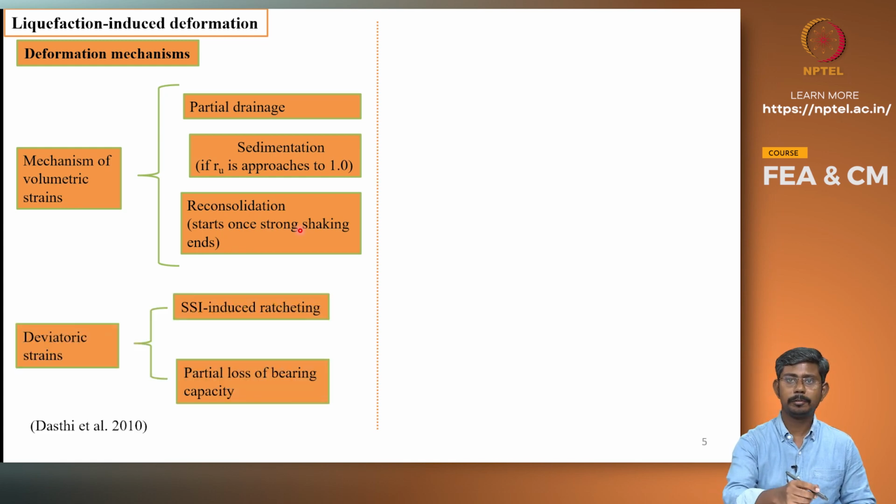Coming to the other type of deformation, that is due to the deviatoric strains. This occurs during the presence of a structure. When a ground supports a structure, there would be an effect of seismic soil structure interaction, and there will also be a bearing capacity issue.